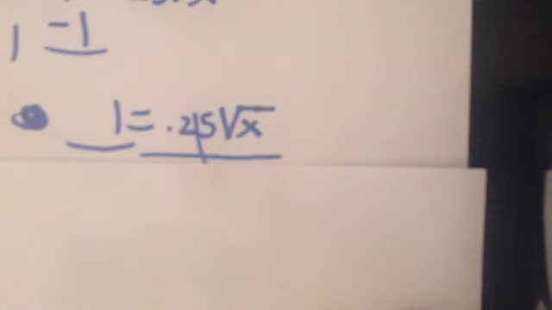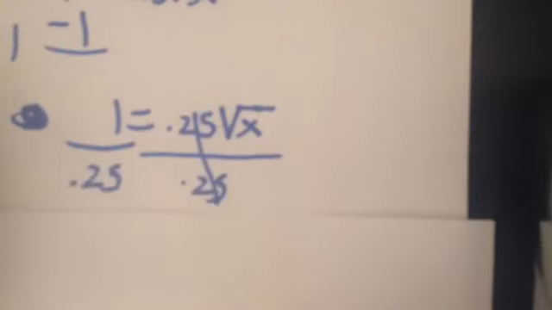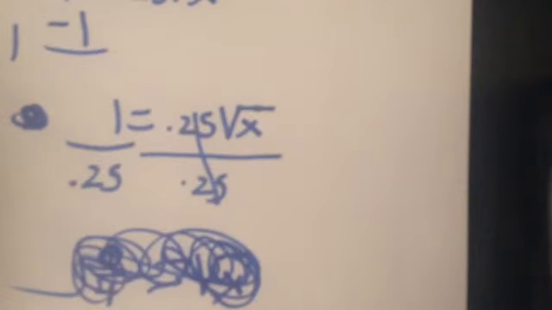So what we'll want to do with this 0.25 is divide it on both sides. So we'll get 1 divided by 0.25. And 1 divided by 0.25 will give you 4. So 4 equals the square root of x.